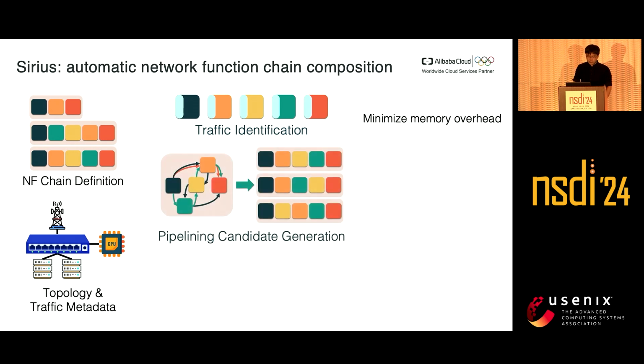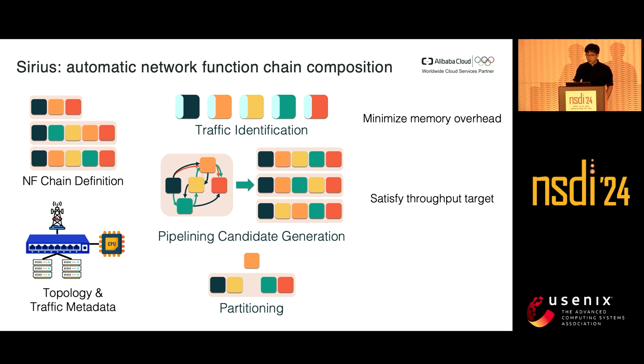The second one is, given the graph, Sirius proposes several pipelining candidates, and each of the candidates is aligned with the hardware constraint. For example, from the left to the right, there will be no recirculation going back. So the goal of the second step is to propose plans that satisfy the throughput target, as we're going to introduce next.